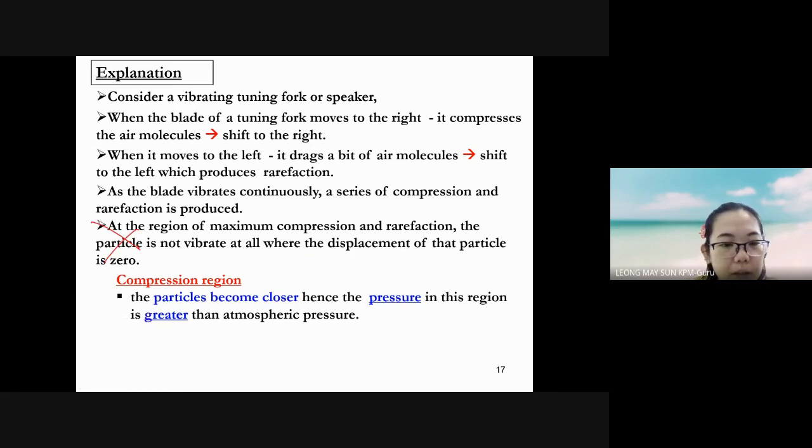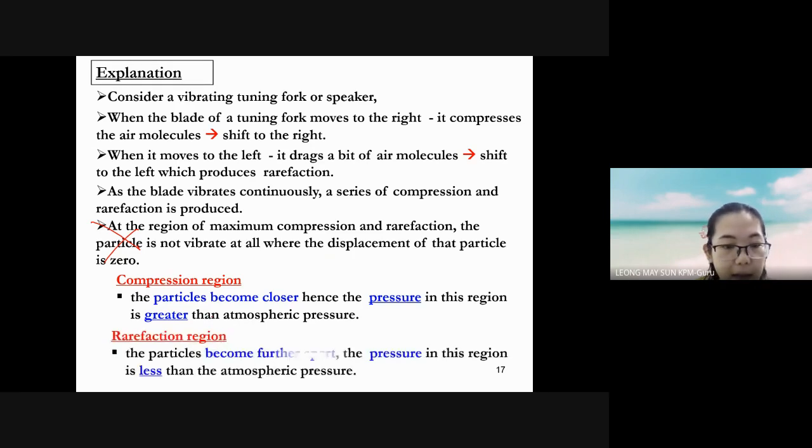In the compression region, the particles get closer, hence the pressure in this region is greater and the collision is obviously stronger. Then rarefaction, the particles become further apart and the pressure in this region becomes less than the atmospheric pressure. At the very least, at the front part, considering the vibration of the tuning fork, when the blade moves towards the right, it compresses the air molecules. That's the compression part, and then it will get transferred towards the right hand side. And then the other part, it will rarefy when the tuning fork is being moved away.